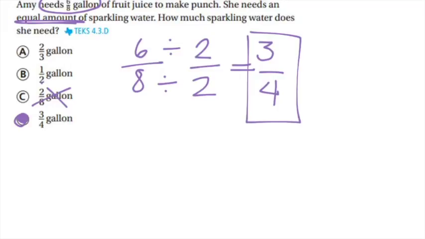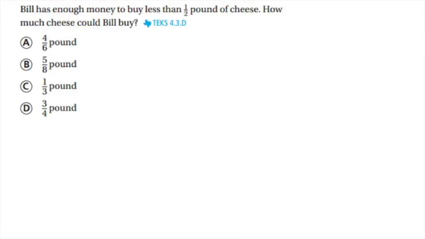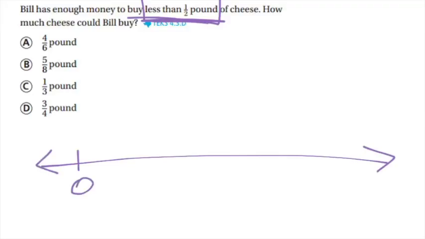Alrighty. Boys and girls, we're going to move on to our last problem. That is number 8. Bill has enough money to buy less than 1/2 pound of cheese. How much cheese could Bill buy? So now look, I'm figuring out something that's going to be less than 1/2 pound. I don't want greater than, but I want less than. Now this is a problem where I'm going to use another number line to see where each of these would be. So I put my benchmarks 0, 1/2, and 1 on here.